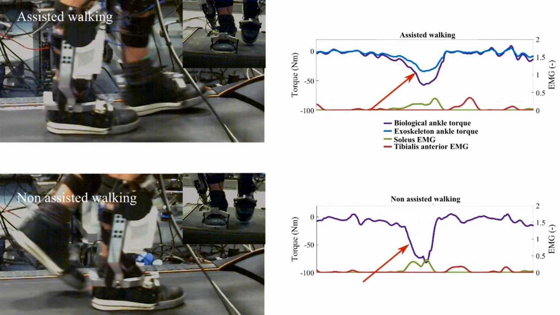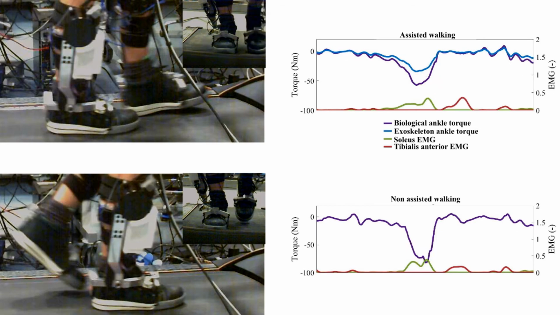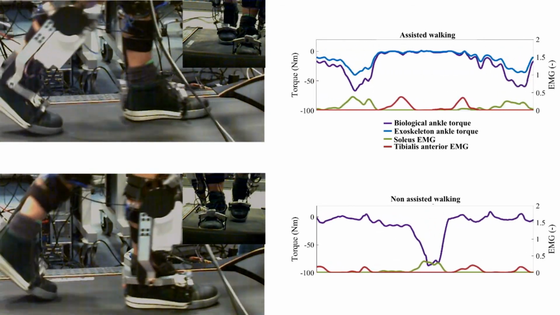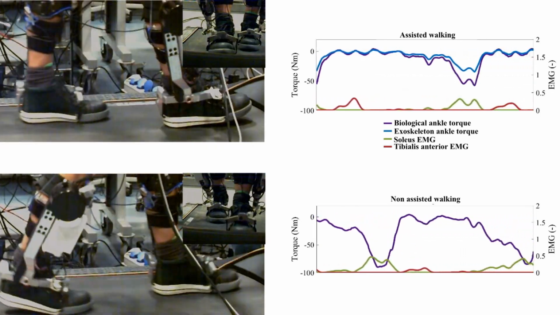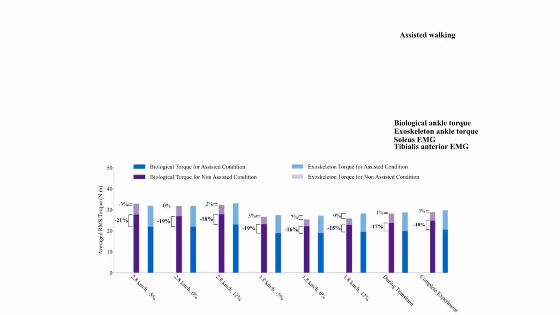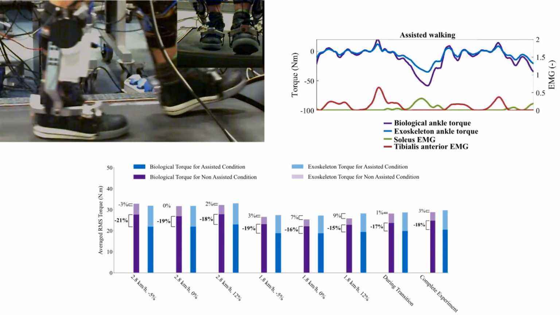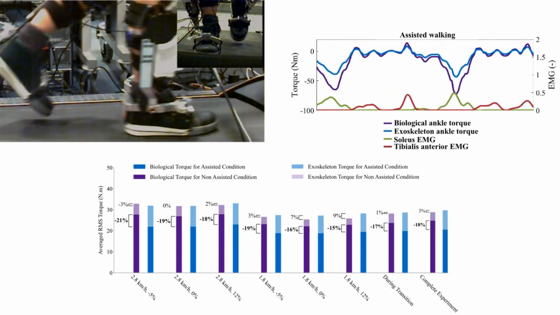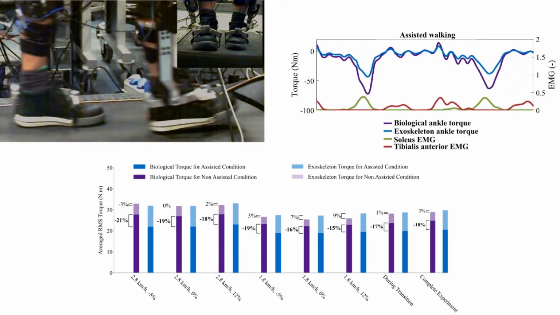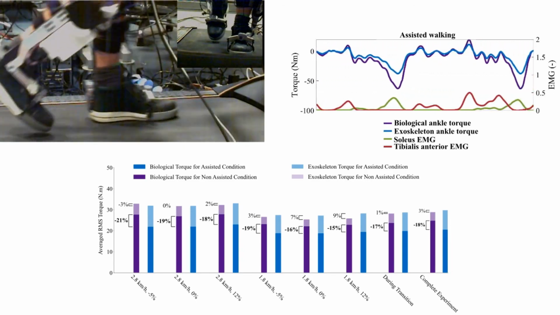In purple, we can see the biological ankle joint torque, in blue the torque assistance, in green the soleus muscle EMG, and in red the tibialis anterior muscle EMG. We can see a net reduction in biological torque and EMG amplitude. We're then going to present the change in speed and how our assistance is modulated to adapt to the new working condition, without having to switch between assistance patterns or change any parameter in our controller.